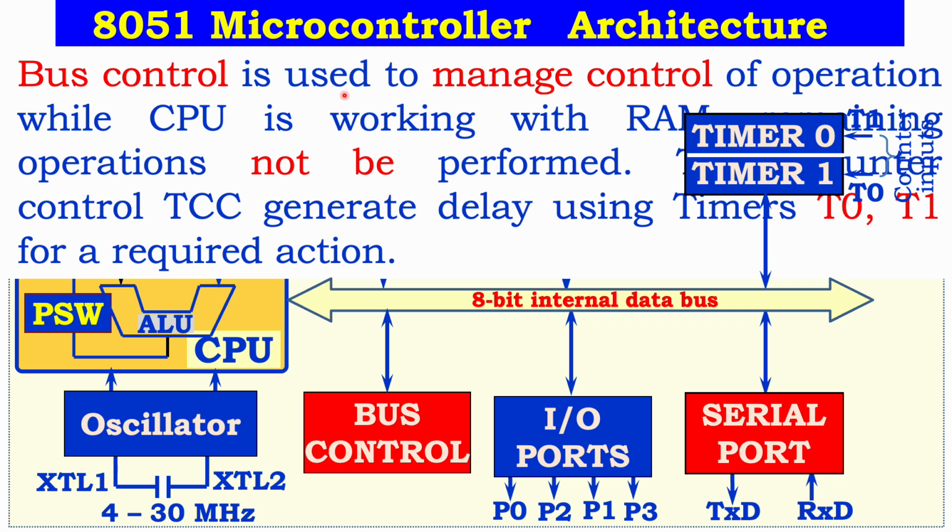There is an internal bus control that is used for managing the control operations while the CPU is working with the RAM. Now, in these operations, you observe that the timer control circuit generates the delay for each and every operation. For one operation to another, we have seen the applications of 8051 for different uses. Depending upon the application, for every operation a delay is required. Who will provide the delay? The timer control circuit provides the delay, by using two timers: timer 0 and timer 1. For any required action, this delay is provided or generated by the TCC.